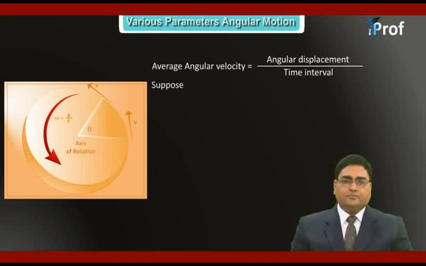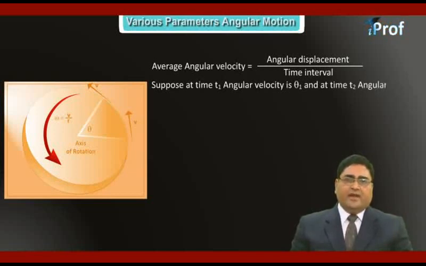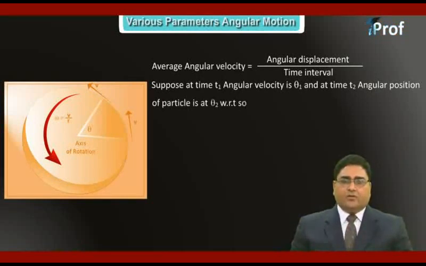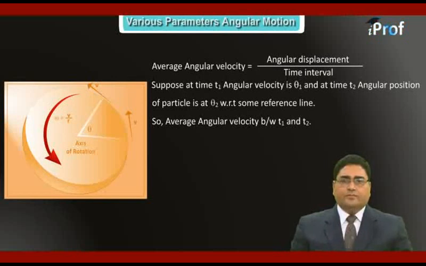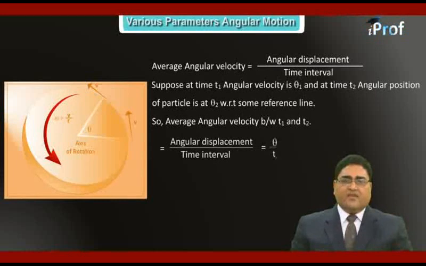Suppose at time t1, the angular position of the particle is theta 1, and at time t2, the angular position of the particle is theta 2 with respect to some reference line. So average angular velocity between t1 and t2 is equal to angular displacement divided by time interval, that is equal to theta 2 minus theta 1 in vector form divided by t2 minus t1.